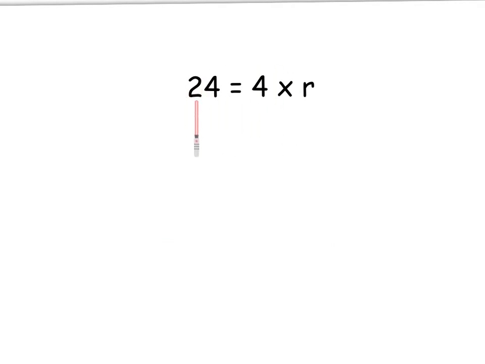Let's go ahead and look at this problem right here. 24 equals 4 times R. This problem looks really funny because our product comes first. Sometimes that can confuse people. If it confuses you, just rewrite it. So I would write my equal sign and I would put 24 to the right of it. And then I would just rewrite 4 times R to the left, so it looks the way I usually see it. 4 times R equals 24. So I'll be solving 4 times what equals 24.